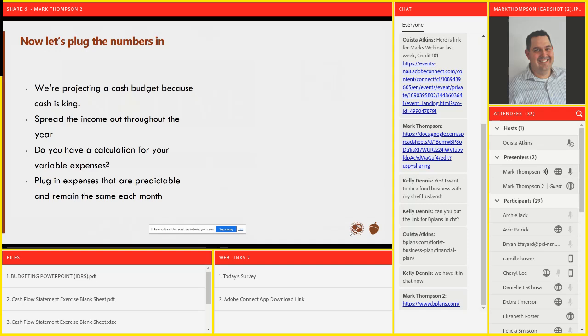But also, one of the nice things about cash is it allows us to talk about different ways we can remedy something if it happens in our budget, and we can look at savings, credit, things like that. So we're going to spread our income out throughout the year, and do the same thing for expenses, right? We just talked about creating a calculation for variable expenses, because based on what we sell, that will allow us to create variable expenses.